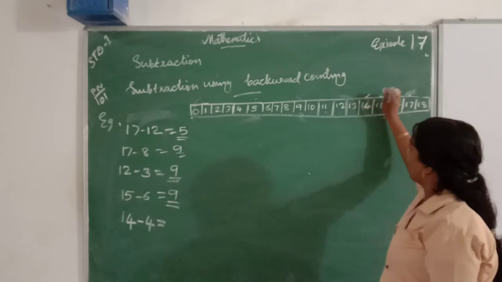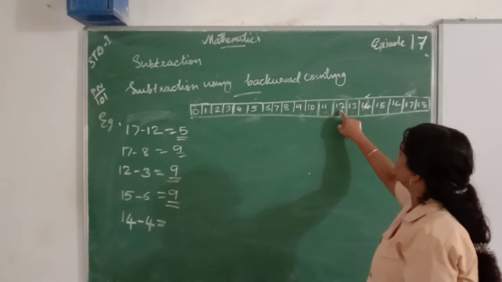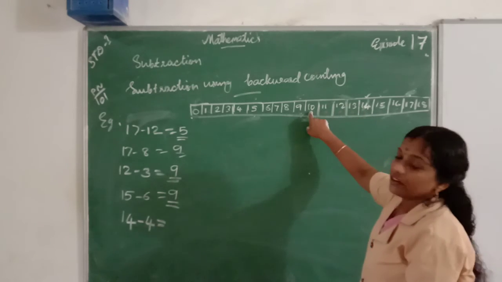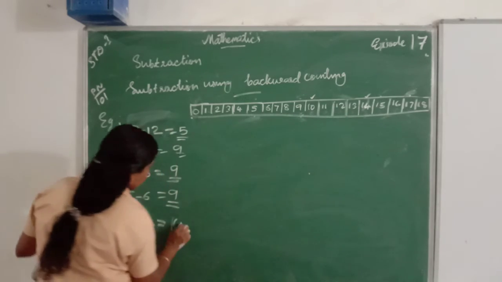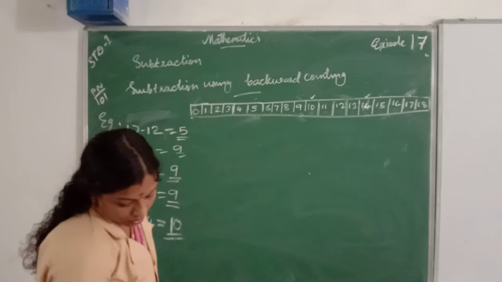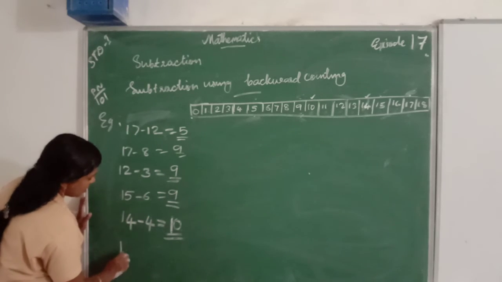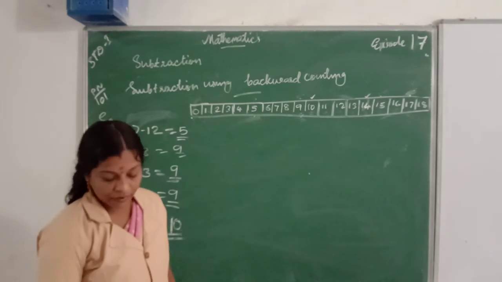Put your finger at the start and go four steps backward. 1, 2, 3, 4. Where do we reach? We reach 10. So the answer is 10. Understand? Next question, 18 minus 11.